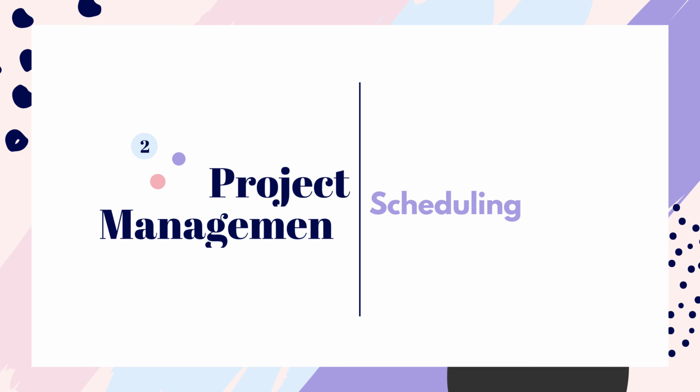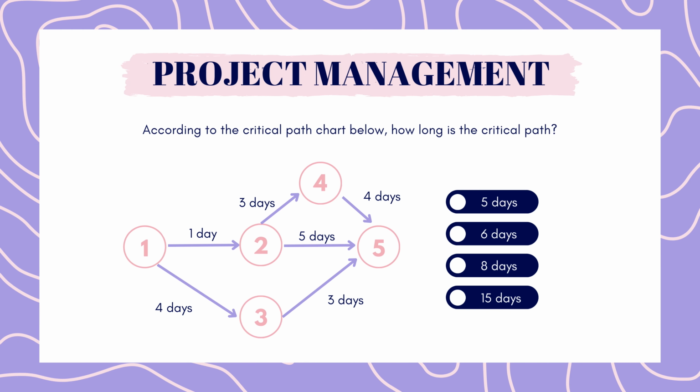Next up is project management. According to the critical path chart below, how long is the critical path? 5 days, 6 days, 8 days, or 15 days? Pause here to answer. The answer is 8 days.